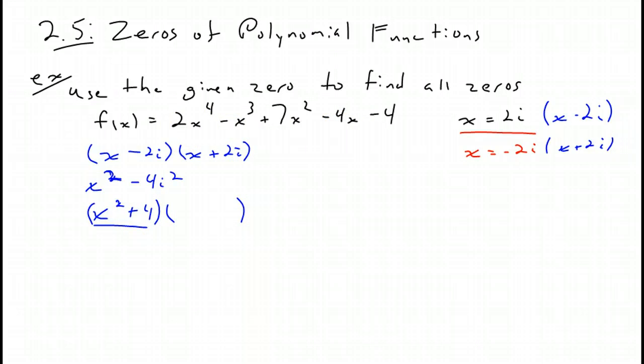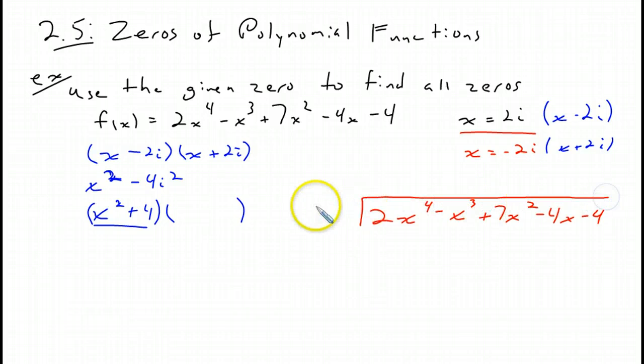I don't really know what it is, but I have my original polynomial. So here's where long division is going to come super handy. If I divide my factor out of here, then I will have my other factor. So I have 2x to the 4th minus x cubed plus 7x squared minus 4x minus 4, and I'm going to divide out x squared plus 4. Okay, so back to polynomial division.